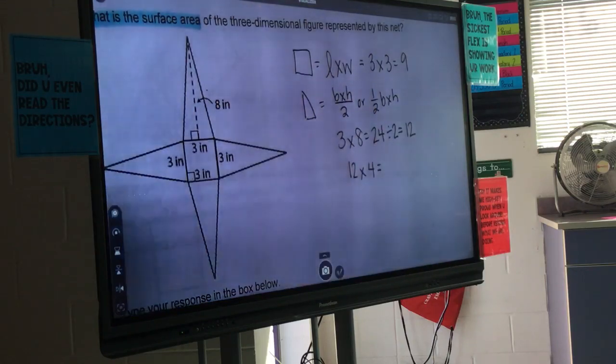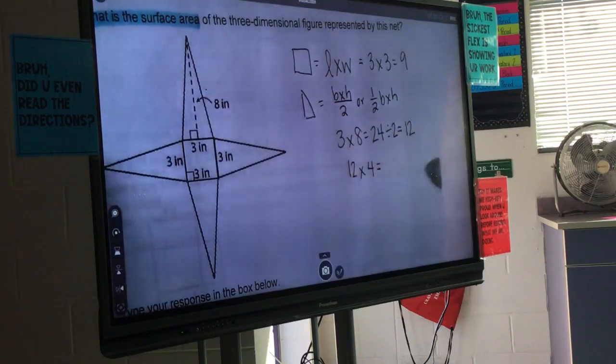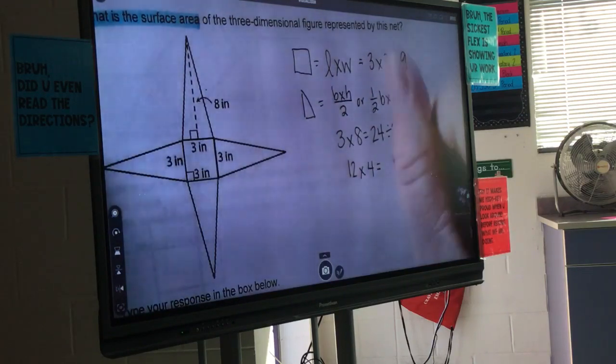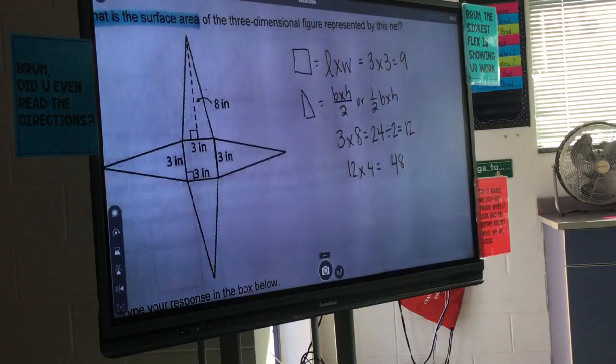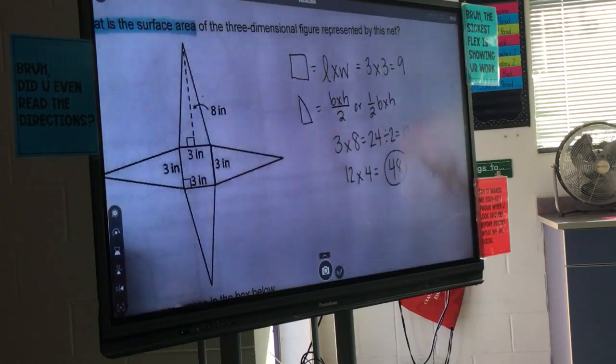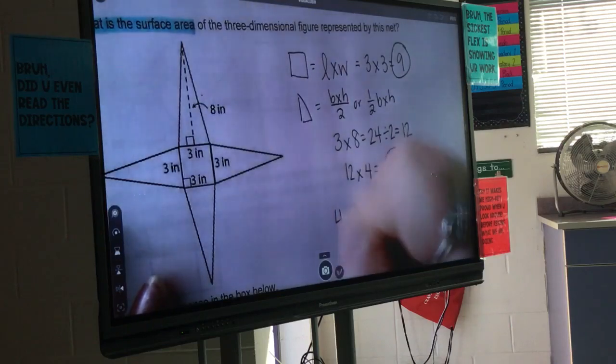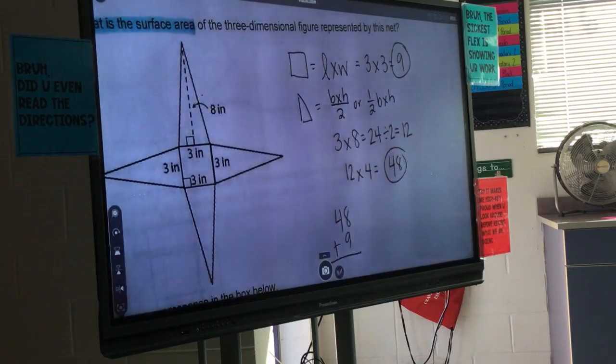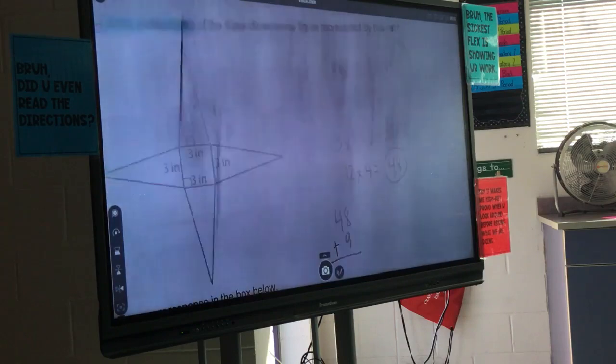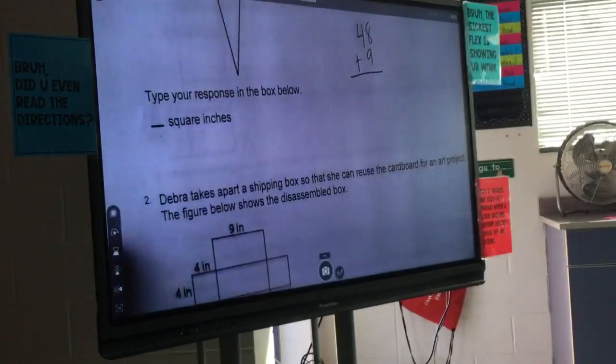So when I multiply 12 times 4, raise your hand, what do I get? 48. So now what do I do with 48 and 9? Colton? You add them together. Okay, so everyone on your calculator, type in 48 plus 9 and tell me what you get.